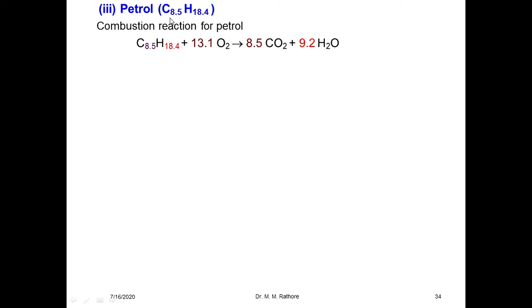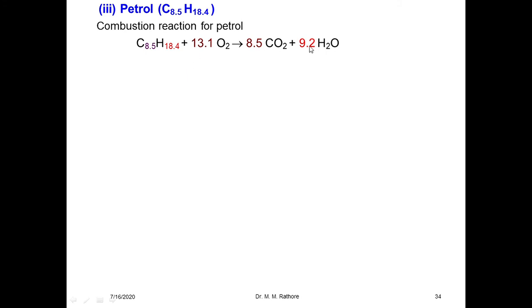So what you do, you know the chemical formula of petrol, that is C8.5 H18.4. And this will react with oxygen to generate CO2 and H2O. Now balance the carbon, hydrogen and oxygen and find these values 13.1, 8.5 and 9.2. Those are found by chemical reaction balancing. So you have to do that and then we can solve how much air is required for 1 kg of petrol. So let us find it out.